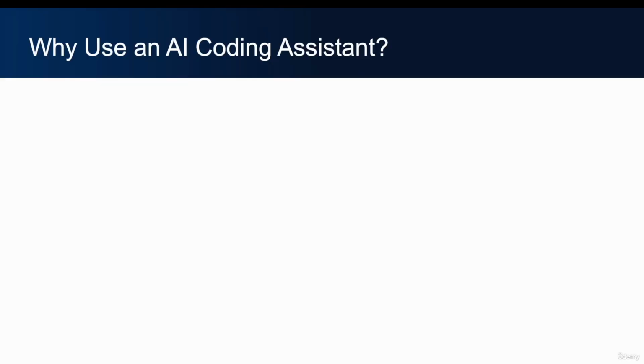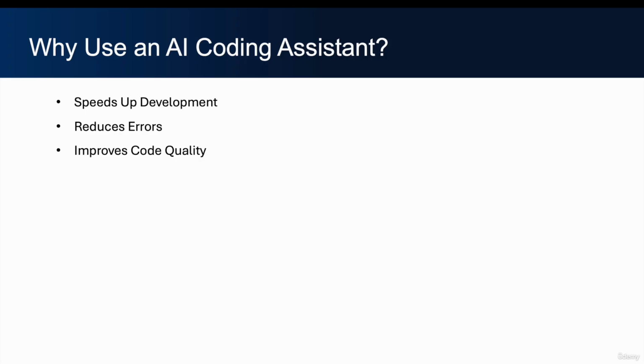Now, why use an AI coding assistant? It speeds up development, auto suggests and completes code as you type, reduces errors, it identifies mistakes and suggests corrections, improves code quality, it suggests the best practices and optimizations. It works with multiple languages, supports Python, JavaScript, Java, and more. It enhances learning, helps beginners understand code structure.